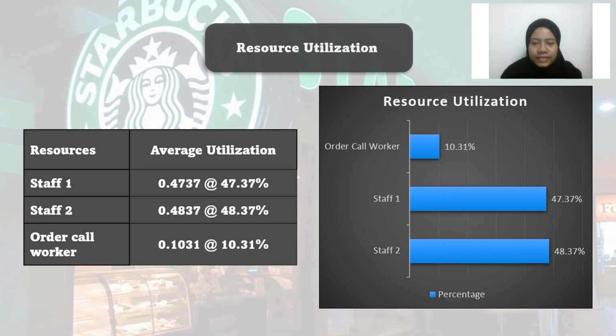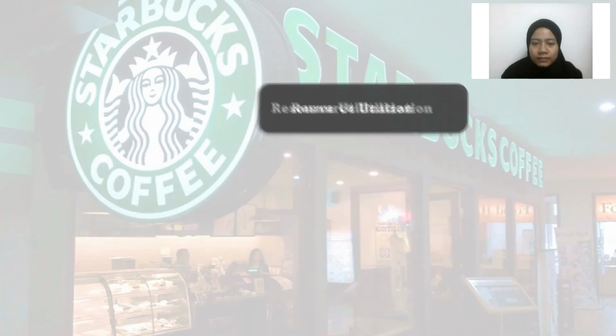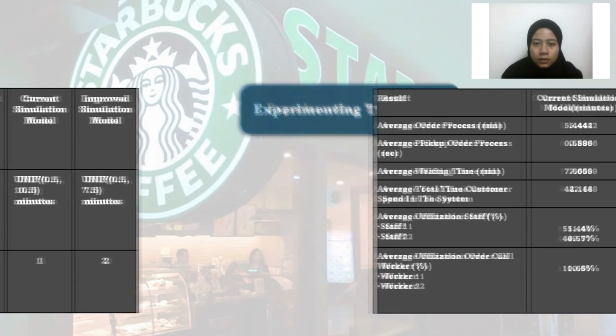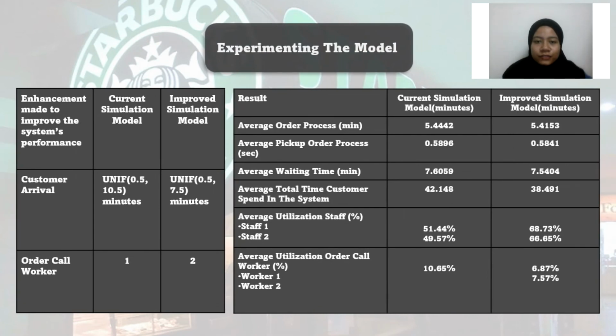Since we notice that in the current simulation model, there is no problem regarding waiting time that is too long or queue time that is longer, we assume that in the future the Starbucks will expand their business and more customers will come to their store. Thus, we made an enhancement in order to improve the system performance. Firstly, we changed the distribution for the customer arrival, and secondly, we added another resource, which is the order call worker. As a result of the improved simulation model, we can see that the average time for every process and the waiting and queuing time will decrease.